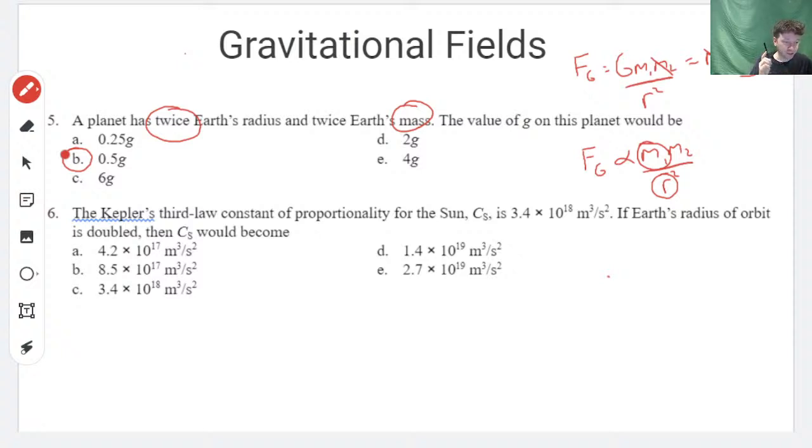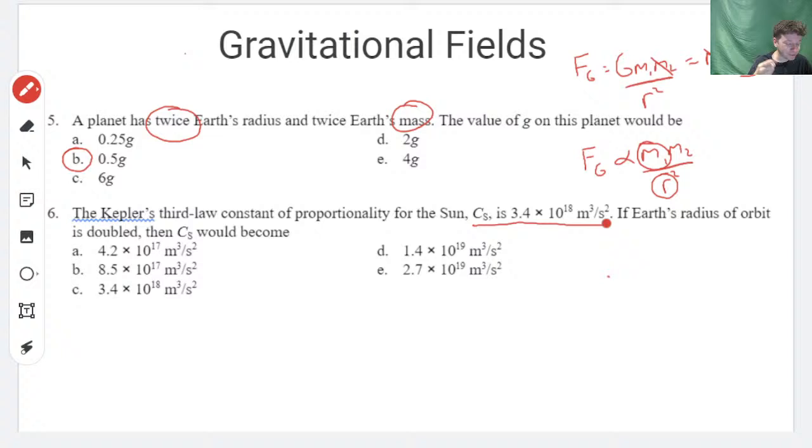Okay. Question 6. Question 6 looks like you might have to do some calculations. But remember, I like multiple choice questions that test understanding. So this one says Kepler's third law constant of proportionality for the sun is, okay, it's giving us some huge value. If Earth's radius of orbit is doubled, then CS would become.